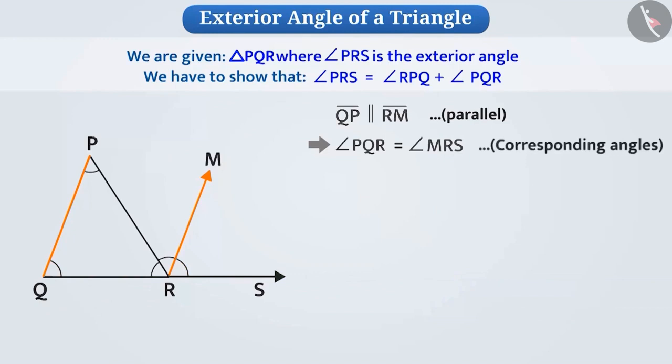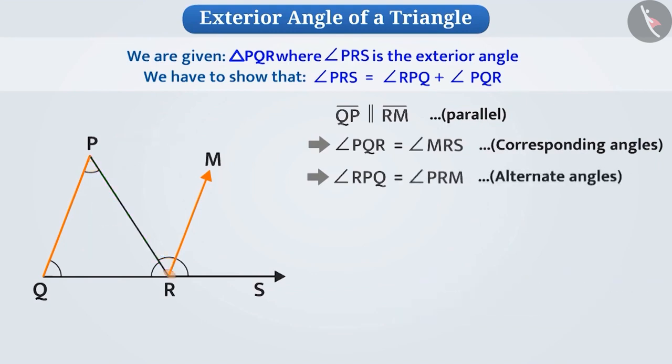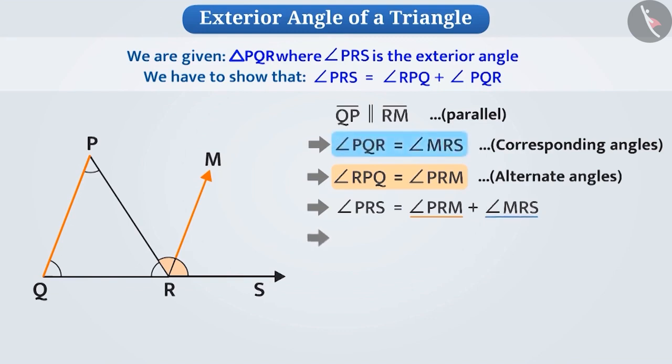Similarly, here angle RPQ and angle PRM are alternate angles, and the alternate angles formed by a transversal of the parallel lines are also equal. So, angle RPQ is equal to angle PRM. If we talk about angle PRS, its measure is the sum of the measure of angle PRM and angle MRS, which we can write as angle PRS is equal to angle PRM plus angle MRS. If we replace angle PRM with angle RPQ and replace angle MRS with angle PQR, we will get angle PRS is equal to angle RPQ plus angle PQR.